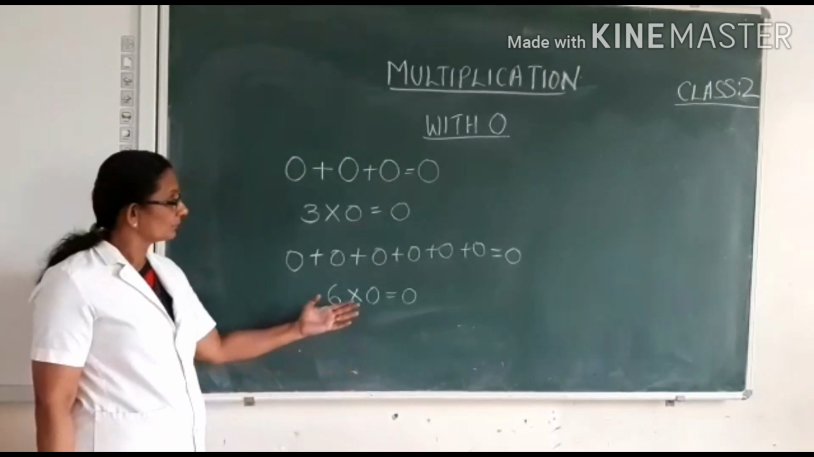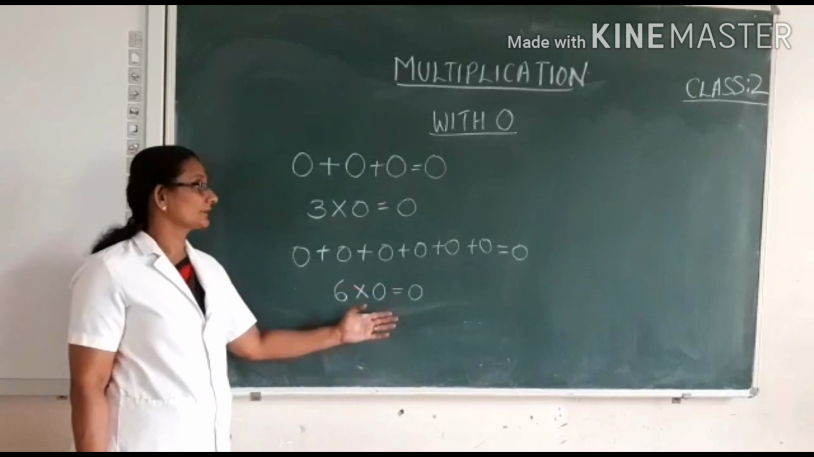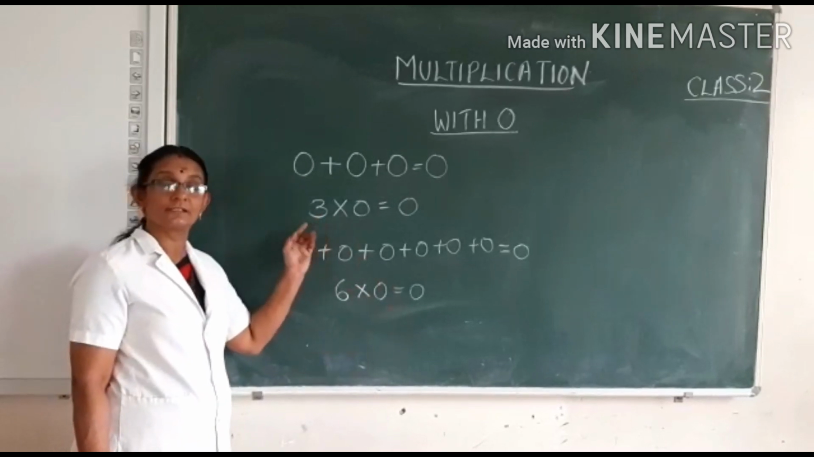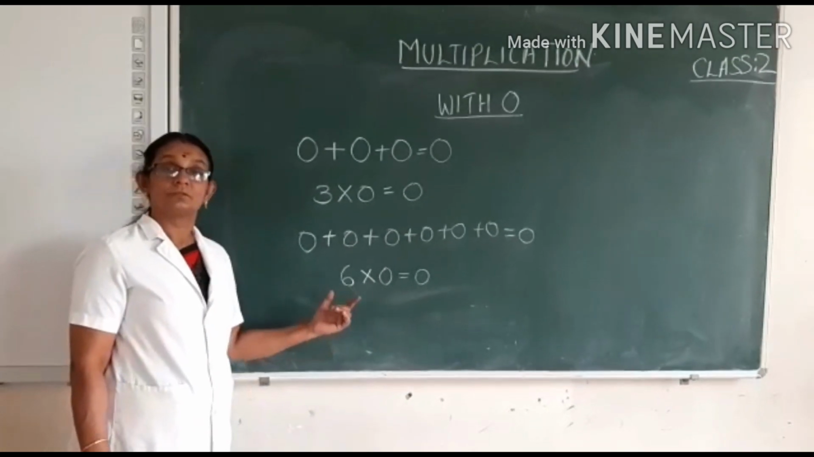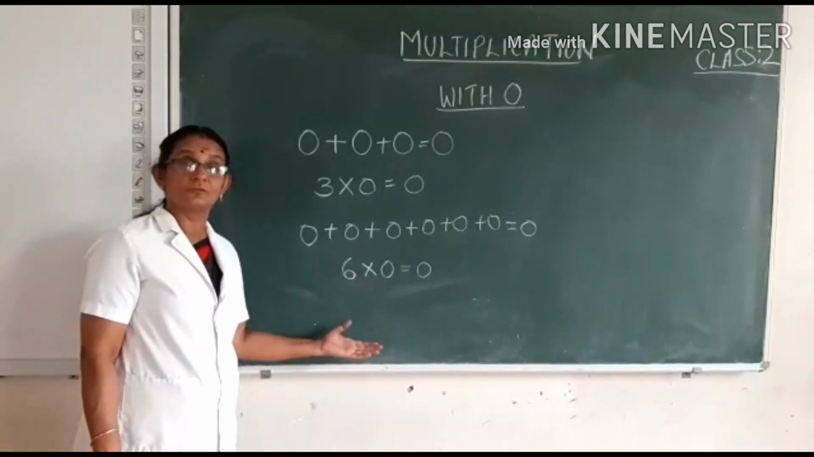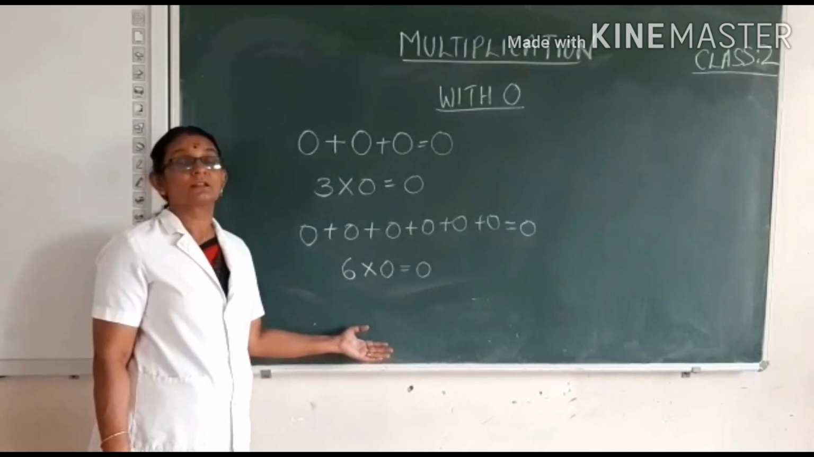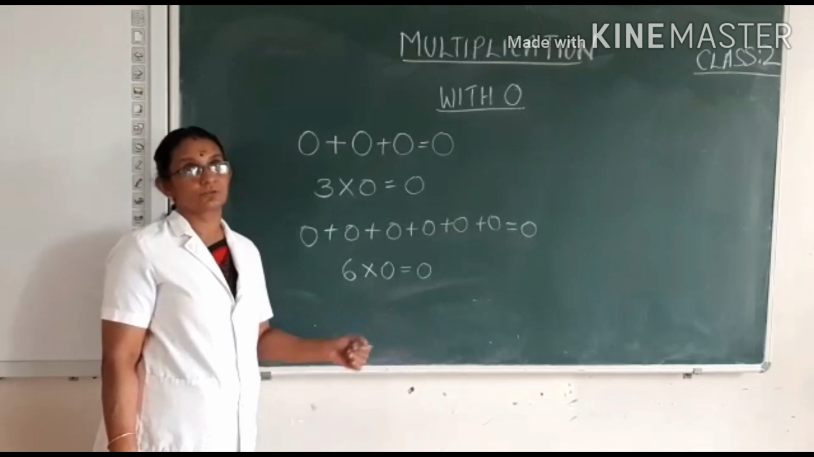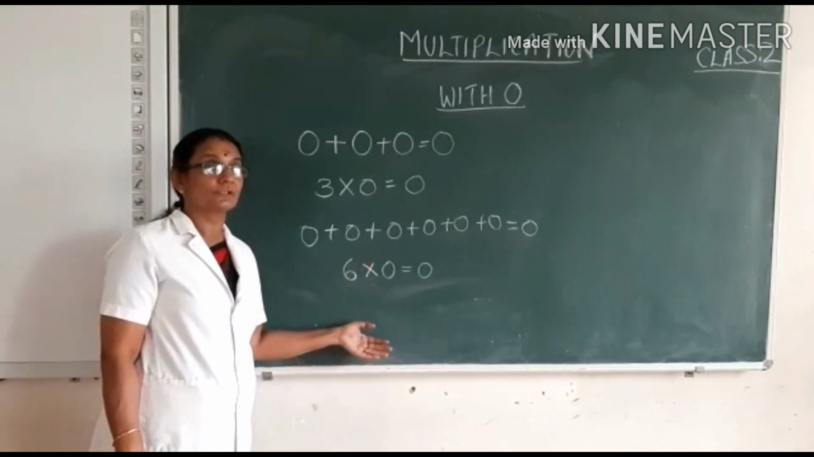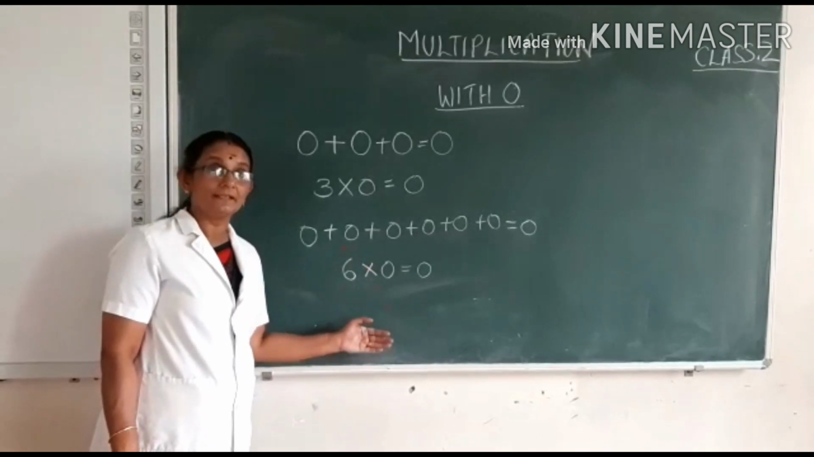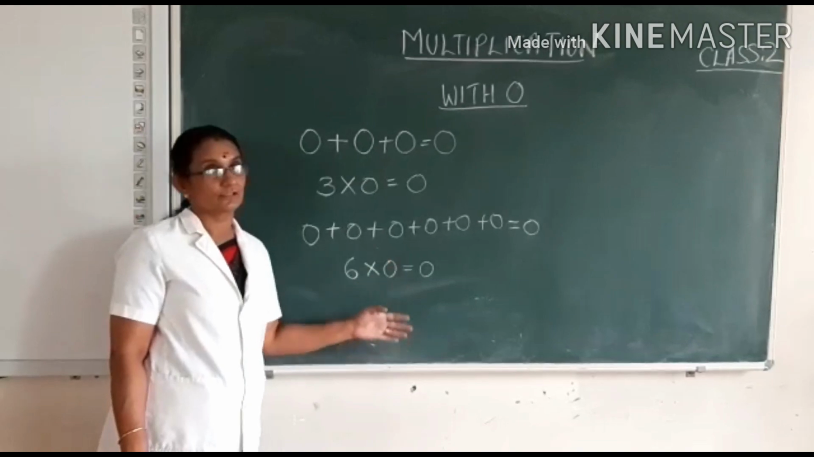Here also, what did you get as the answer? 6 times 0 is equal to 0. Here also you have got 3 times 0 is equal to 0. So, did you understand the meaning of this? Yes, when you multiply a number with 0, the answer is always 0. Once again, I am going to tell you, when you multiply a number with 0, the answer is always 0.